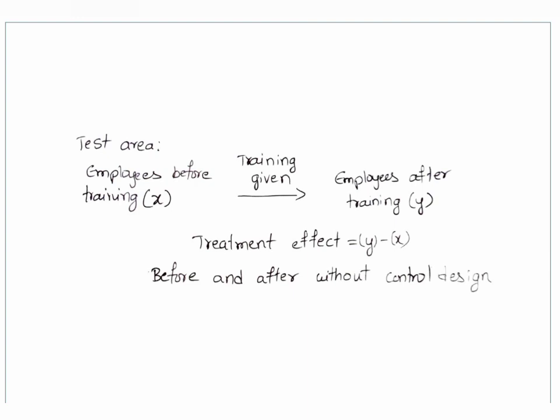So in this design, the dependent variable is measured before and after the treatment is introduced. However, there is no control area. We are having only test area. So this means that it is difficult to determine whether the change in the dependent variable is due to the treatment or to other factors.